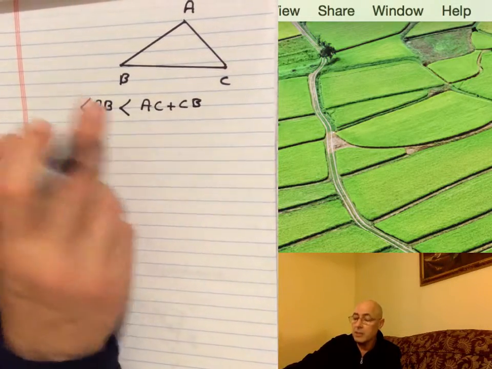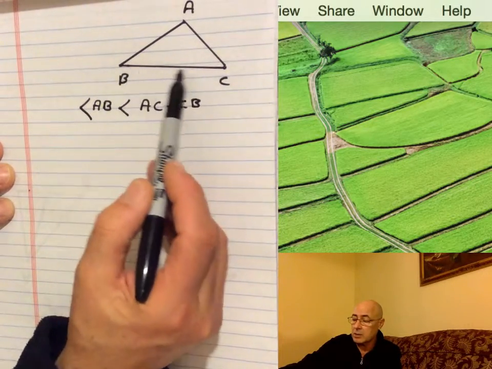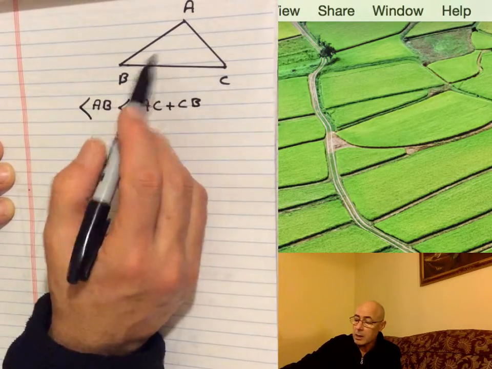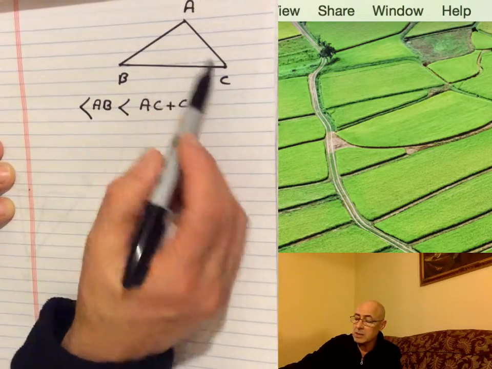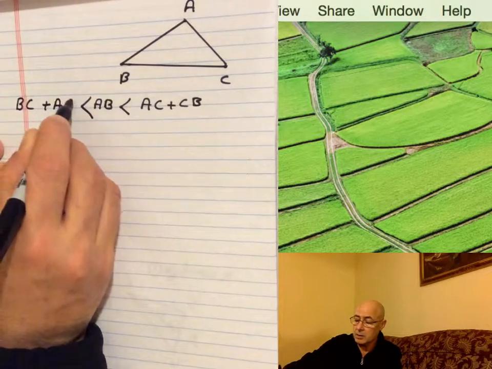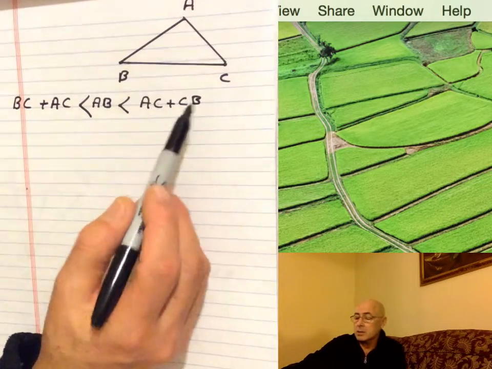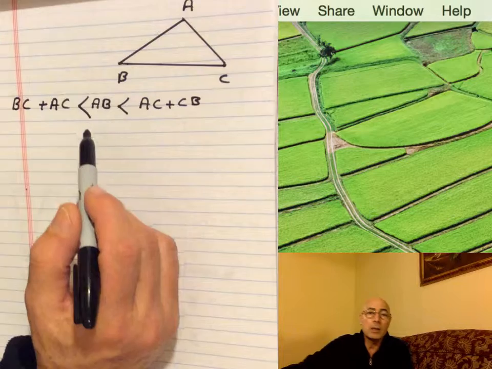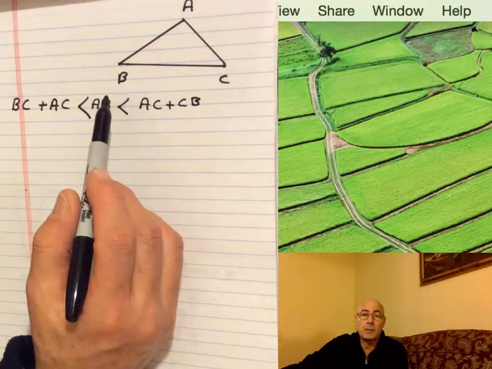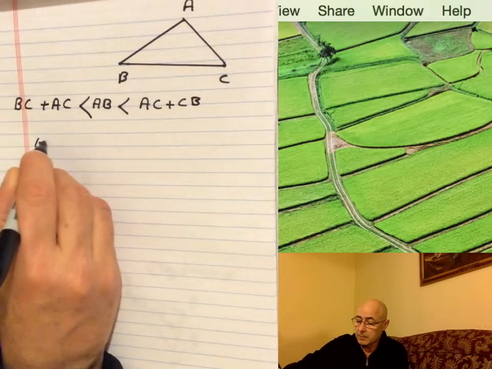So now it's not only that AB is less than AC plus CB, it also has to be greater than the difference between the other two sides. If I'm assuming that BC is greater than AC, then AB has to be greater than the difference between BC and AC. This inequality gives you the range of any one side by itself. I'm going to show you that in an example right now.